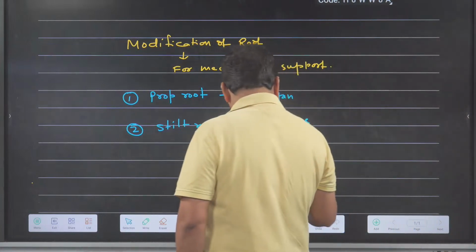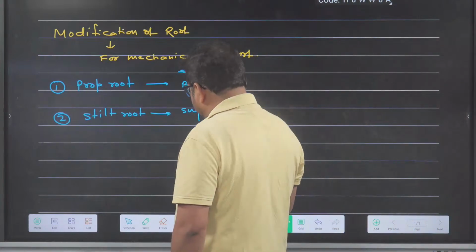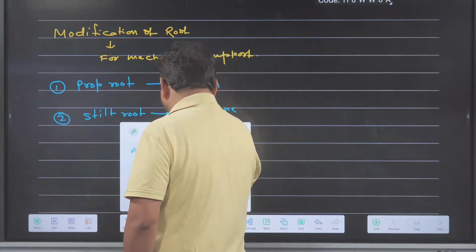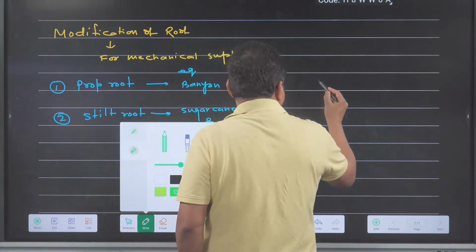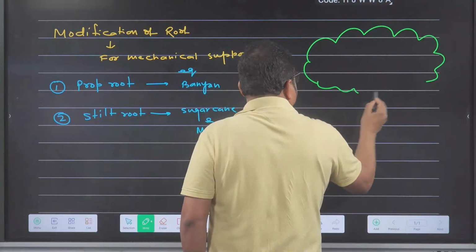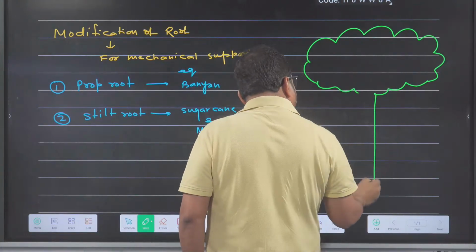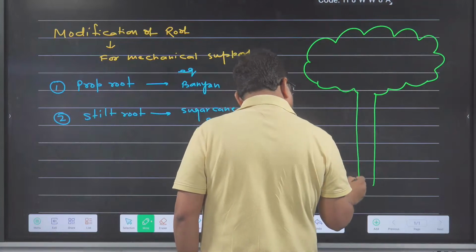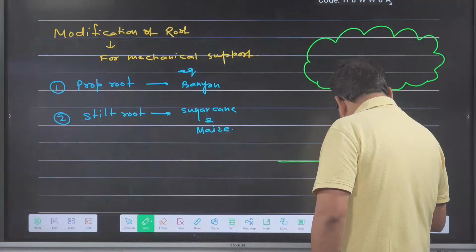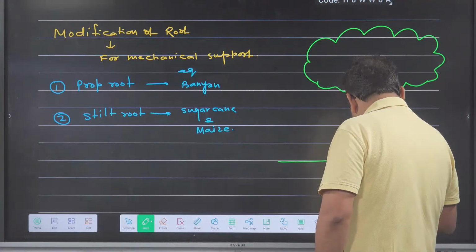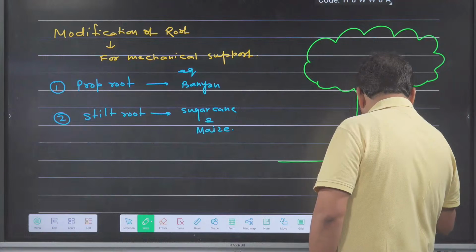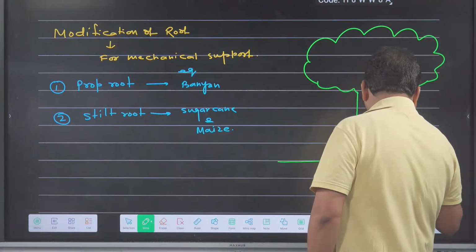Now I'm just talking about prop root. What is the need of this prop root? So if you observe a banyan tree, I'm just going to draw a sketch. Suppose that this is a banyan tree. It is the tree trunk, and here you think like tap root. Which root is there in banyan tree? Tap root is there because it is a dicot. Of course tap root is there.